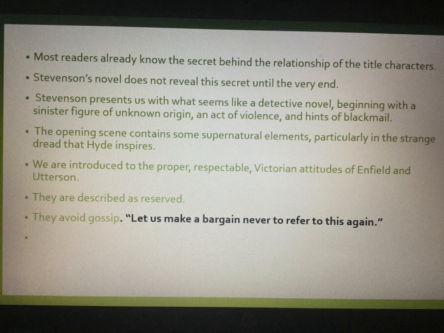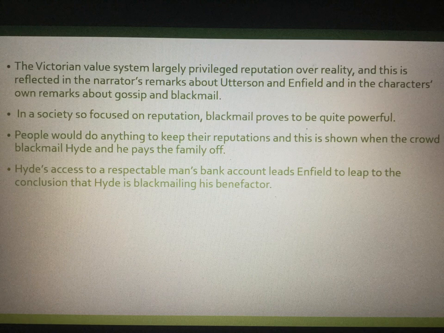We are introduced to the proper respectable Victorian attitudes of Enfield and Utterson because they are described as reserved and they avoid gossiping. Quotation, "let us make a bargain never to refer to this again." The Victorian value system largely privileged reputation over reality. And this is reflected in the narrator's remarks about Utterson and Enfield and in the characters' own remarks about gossip and blackmail. In a society so focused on reputation, blackmail proves to be powerful. People would do anything to keep their reputation, and this is shown when the crowd blackmail Hyde and he pays the family off.